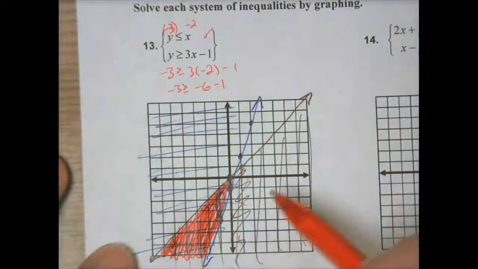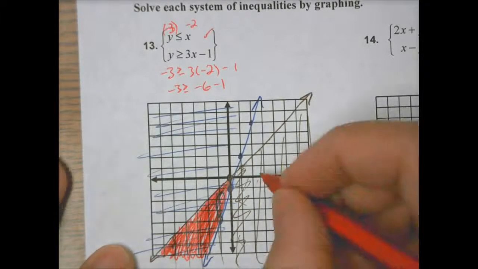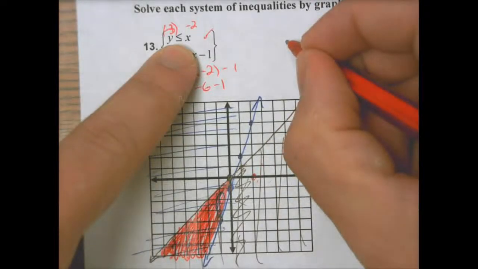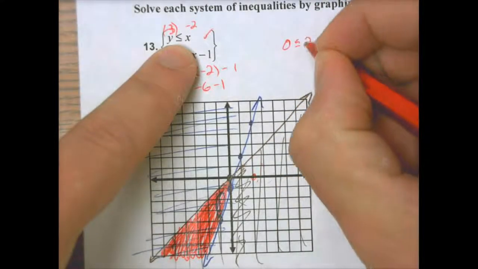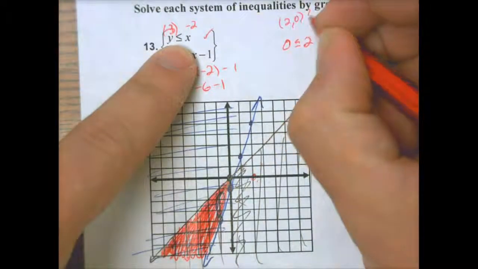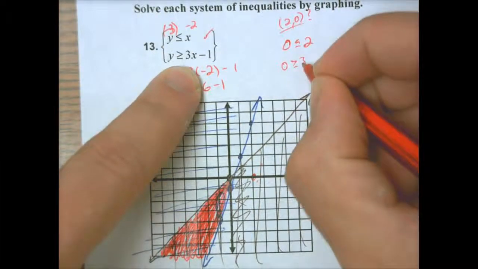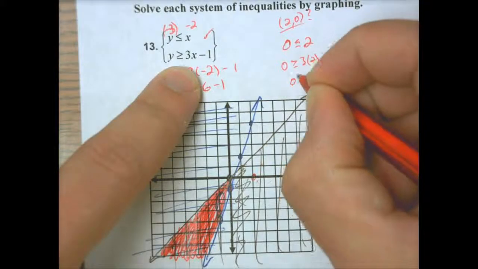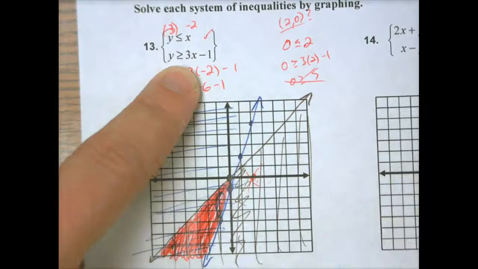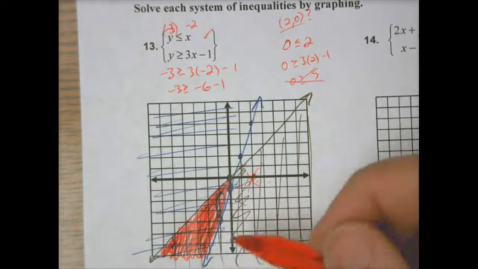If you're ever not sure where it is, like I say, you can pick any points. So say you picked a point out here, say we chose 2, 0. If I put in 2, 0, y is less than or equal to 2. It would work for that. Now, does 2, 0 work here? 0 is greater than or equal to 3 times 2 minus 1. 0 is greater than or equal to 5. That does not work, so I know for sure that is not a solution. You don't have to go through and check points, just make sure you're very careful in your shading.